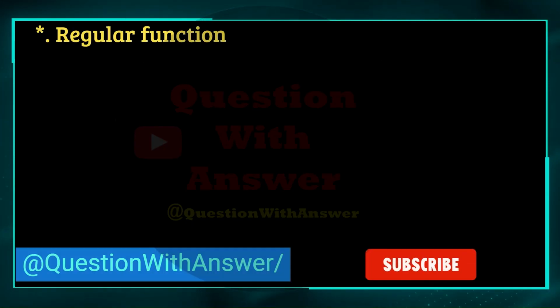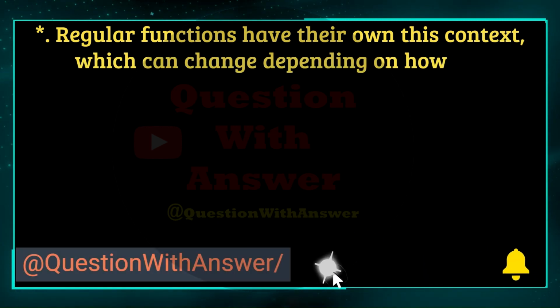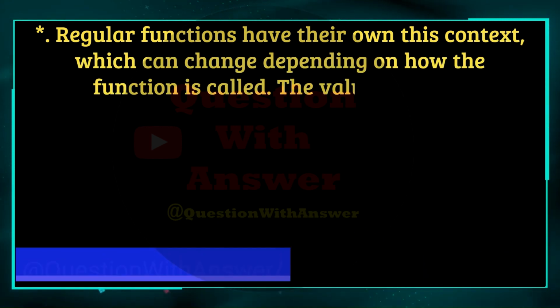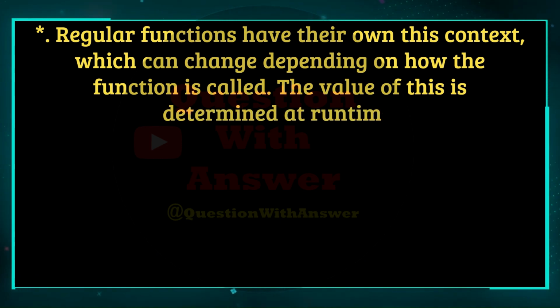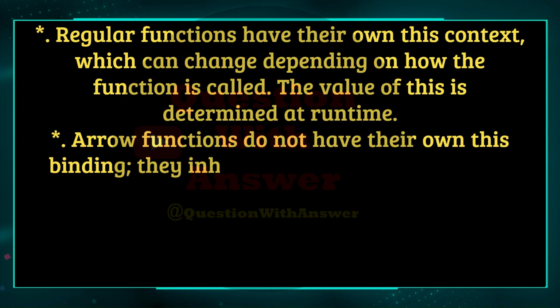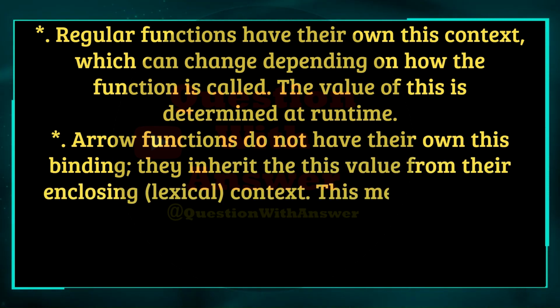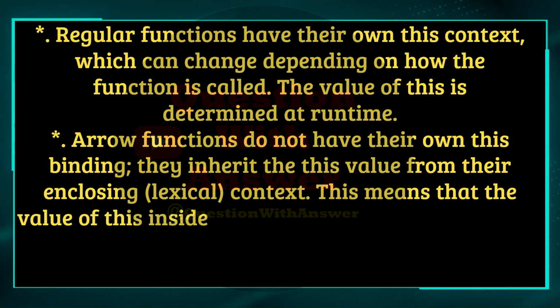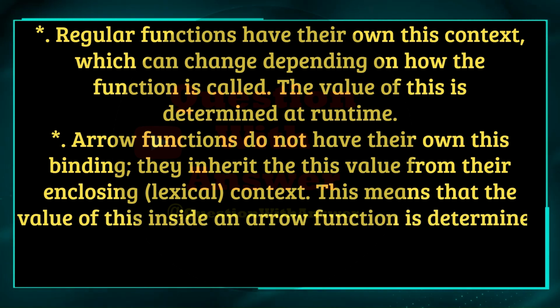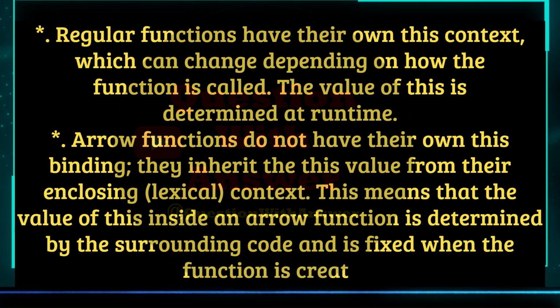Regular functions have their own this context, which can change depending on how the function is called. The value of this is determined at runtime. Arrow functions do not have their own this binding, they inherit the this value from their enclosing or lexical context. This means that the value of this inside an arrow function is determined by the surrounding code and is fixed when the function is created.